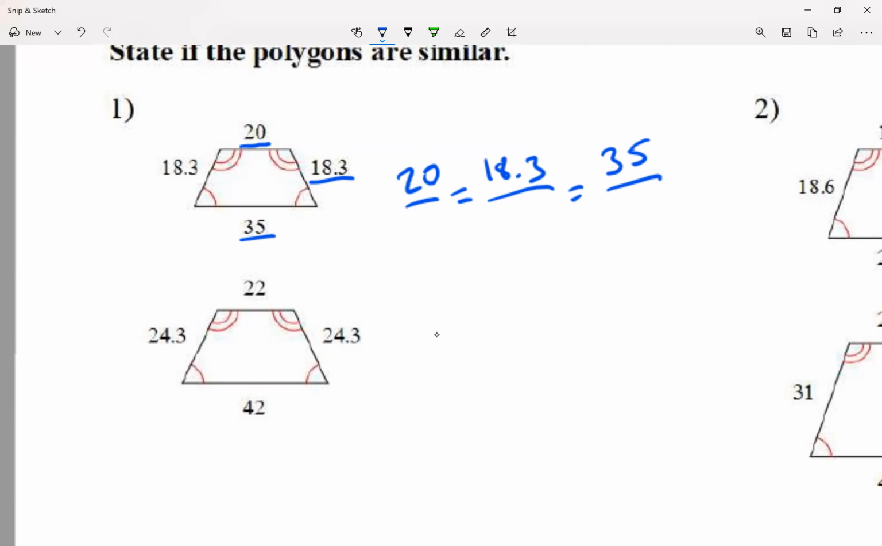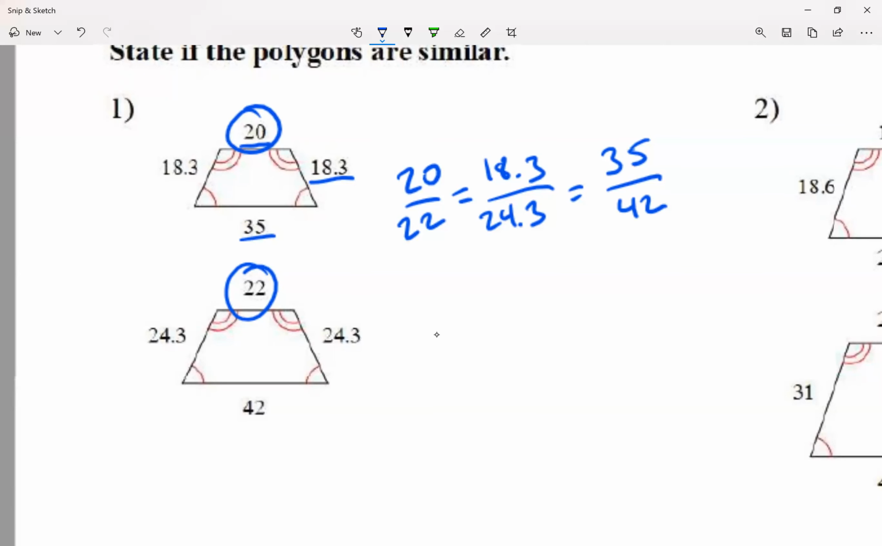That's why I only wrote three fractions instead of four. Now, corresponding, I know you talked about parallel lines before, and alternate interior, alternate exterior, corresponding. Now, corresponding is basically that this side, number 20, corresponds to 22 because it's the same side once I grew or made my polygon smaller. Once one polygon changed size, 20 corresponds to 22. Remember, it meant on the same side. So 20 goes with 22. 18.3 goes with 24.3. Again, I'm using the word corresponding because we already learned that. And 35 goes with 42.